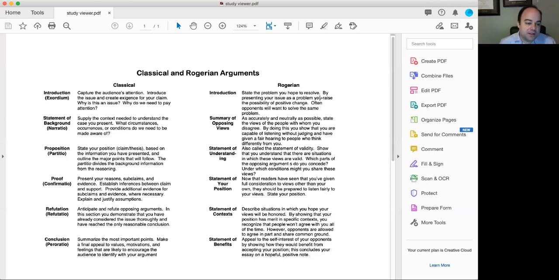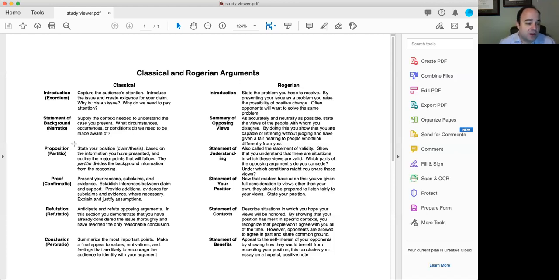And then the next section in a Rogerian argument is a summary of opposing views. So you actually start with the oppositional views to what you're talking about, and then you work to break those down and describe them. You show you're capable of listening. You show that you understand their point of view.